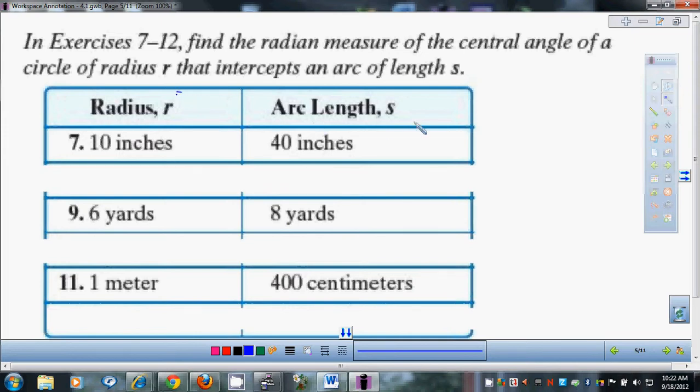So S equals R theta. Divide by 10, and what is theta? Believe it or not, that's an angle. That's not a degree. That is 4 radians. Now, believe it or not, that's equal to about 220 degrees. We're going to talk about that in just a second. We're actually going to come back and finish these other two in just a second.